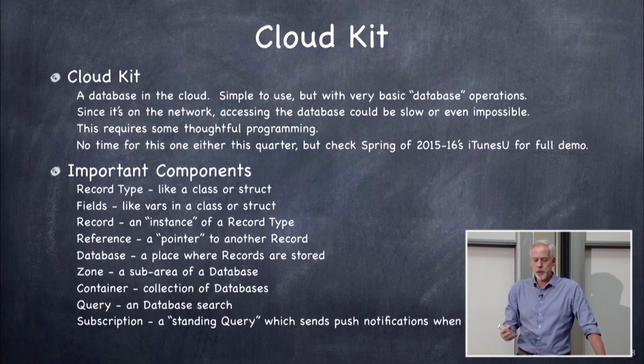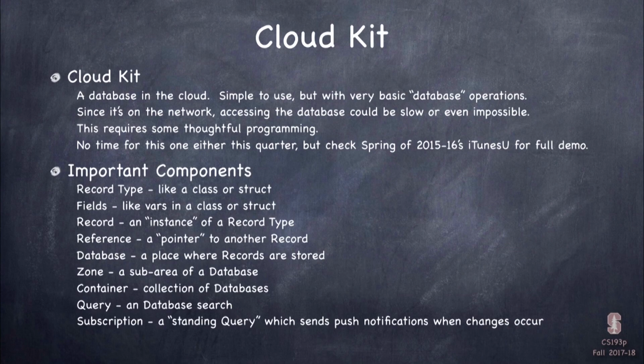So the important components of CloudKit: you've got record types. That's kind of like classes. You've got fields. That's like a var in a class. Record. That's like an instance of a class. A reference. That's like a pointer to another class. You've got databases and zones inside databases. You've got containers that contain databases. You've got queries. That's a little bit like a fetch request in Core Data. It's actually quite similar to a fetch request in Core Data.